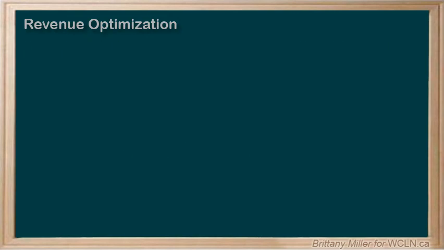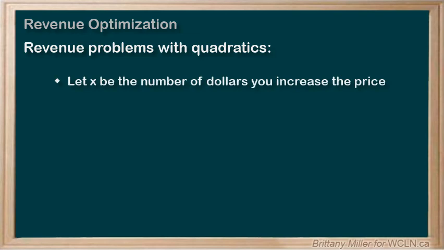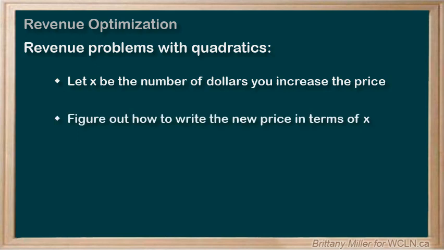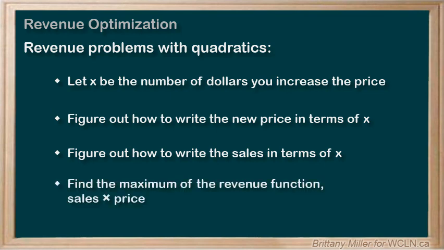In recap, if we're using a quadratic to solve a revenue optimization problem, first, we let X be the number of dollars that we increase the price. Then, we figure out how to write the new price in terms of X, and how to write the number of sales in terms of X as well. Then, all we have to do is find the maximum of the revenue function, which is going to be sales times price. And that's it.